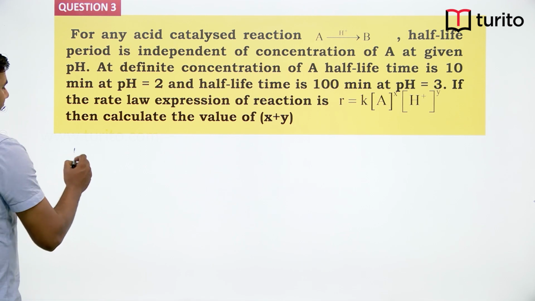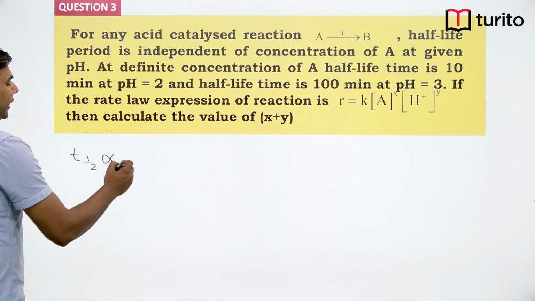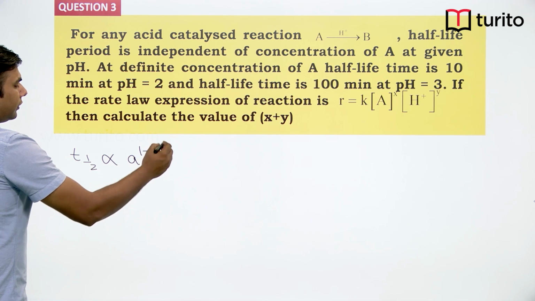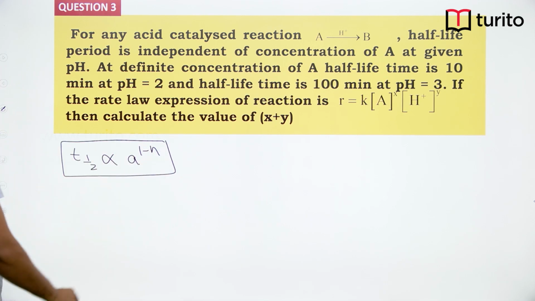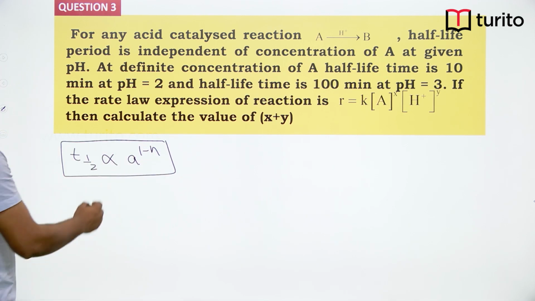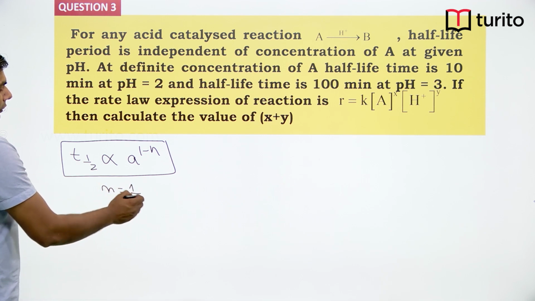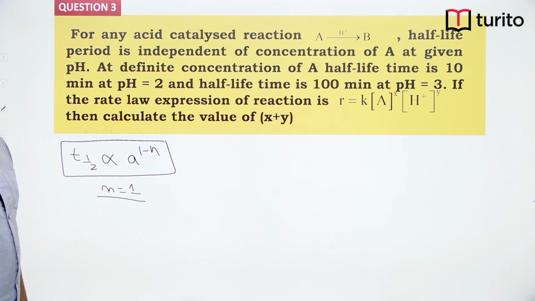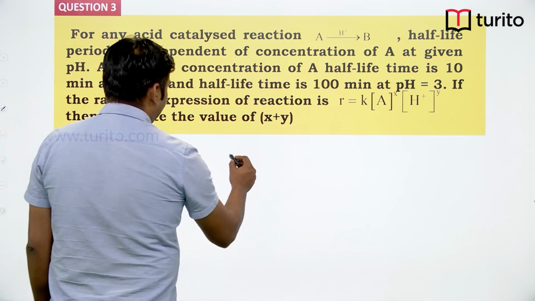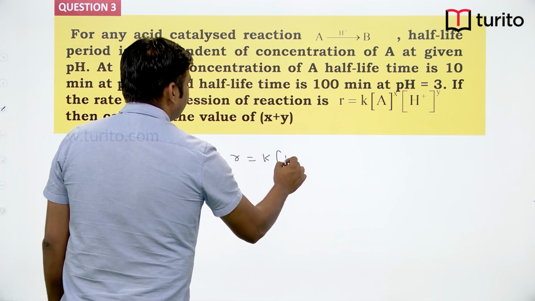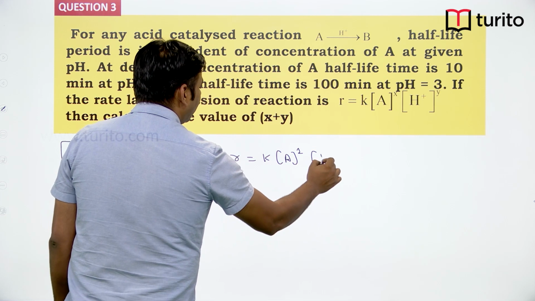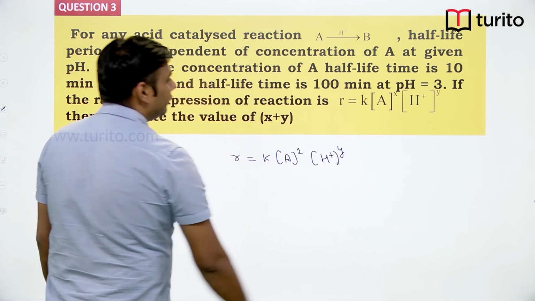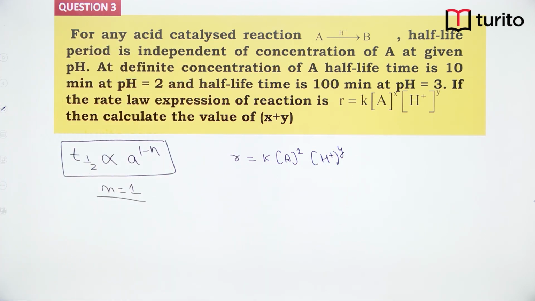So basically we know that yesterday we have already done that t half is proportional to concentration raised to power n minus 1. So it is independent, it means that n is equal to 1. Okay, so we can say that the order with respect to A is 1. We don't know about H plus, so we will calculate the order with respect to H plus.